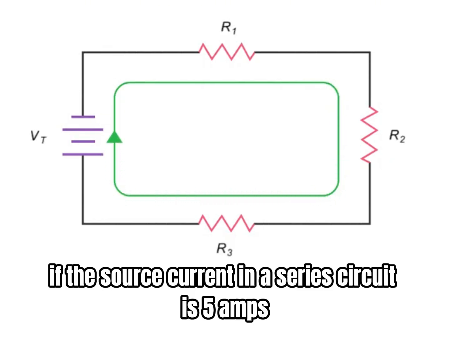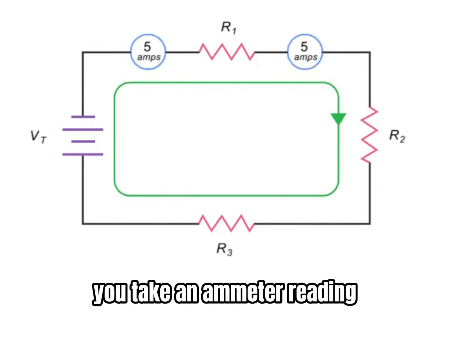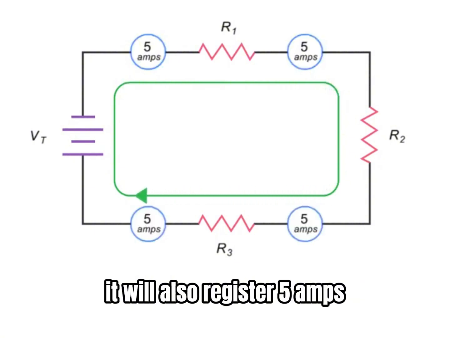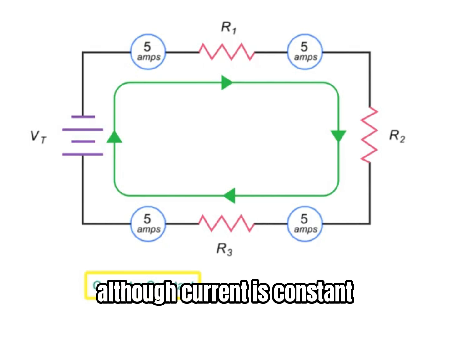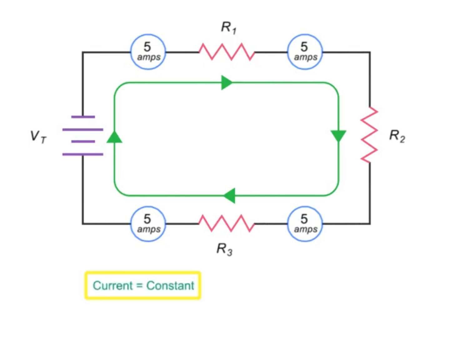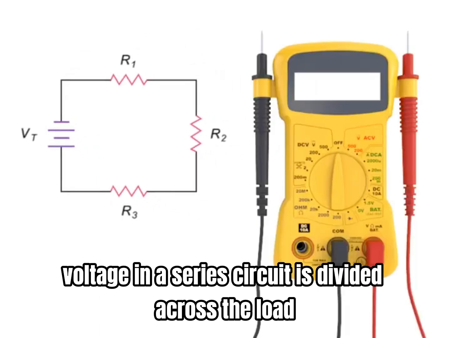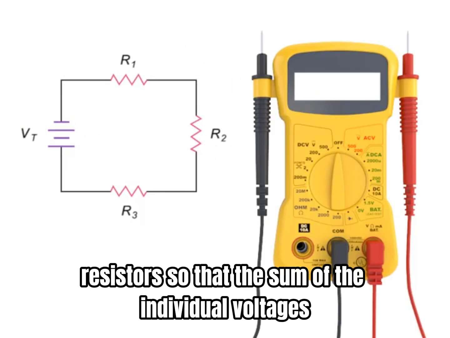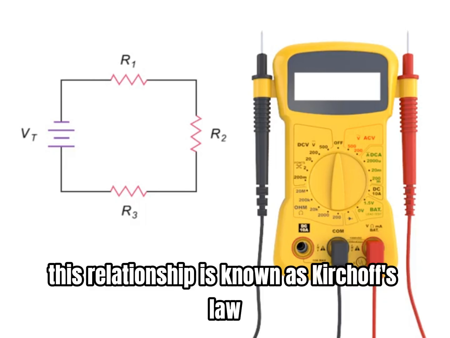For instance, if the source current in a series circuit is 5 amps, then no matter where along the circuit you take an ammeter reading, it will also register 5 amps. Although current is constant throughout a series circuit, voltage is not. Voltage in a series circuit is divided across the load resistors so that the sum of the individual voltages equals the total voltage applied. This relationship is known as Kirchhoff's law.